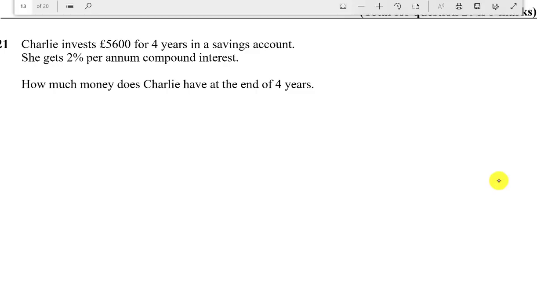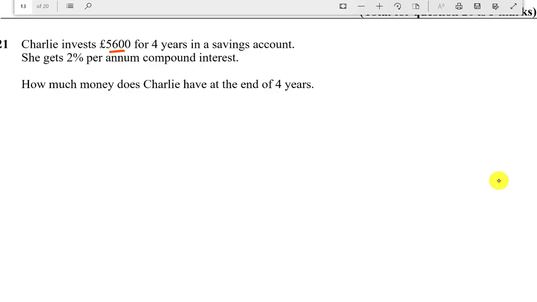Question 21. Charlie invests £5,600 for 4 years in a savings account. She gets 2% per annum compound interest. How much money does Charlie have at the end of 4 years? Now we know that to work out the amount a person receives at the end of the term, we have a formula: the amount invested times by the multiplier to the power of the number of years. So we need to work out what the multiplier is.